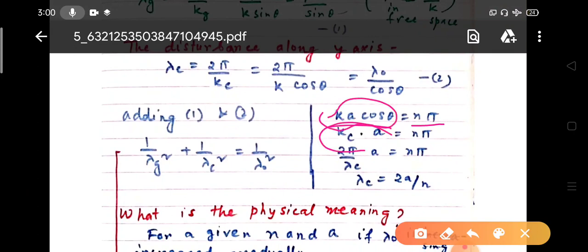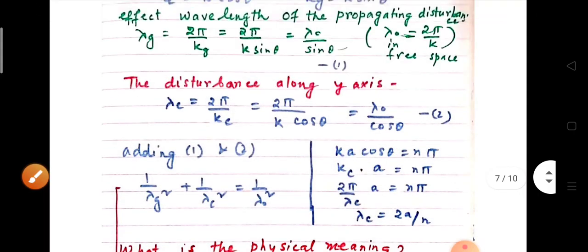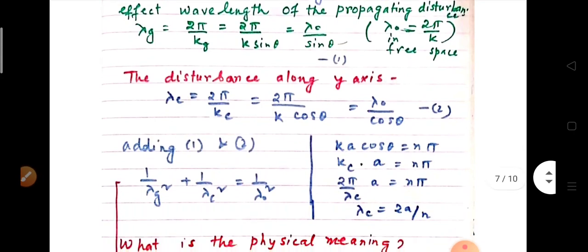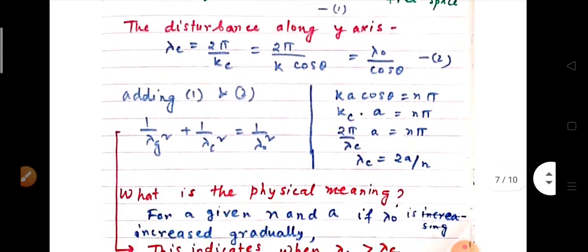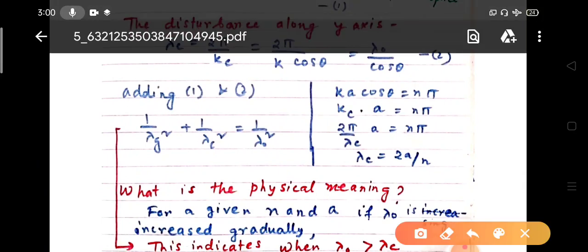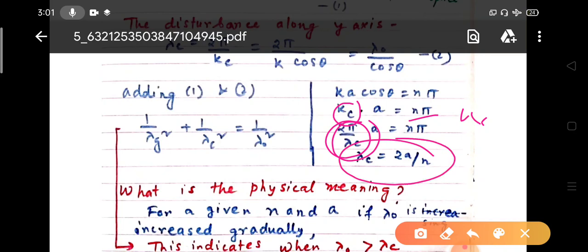Since ka cos theta equals n pi, we can also write k cos theta equals kc. So kc into a, because from the boundary conditions we all know that ka cos theta gives n pi, and from there kc into a equals n pi. So we have already confined the wave vectors in certain modes, kc equals n pi by a. Writing kc in terms of the wavelength, 2 pi by lambda c into a equals n pi, so lambda c equals 2a by n.